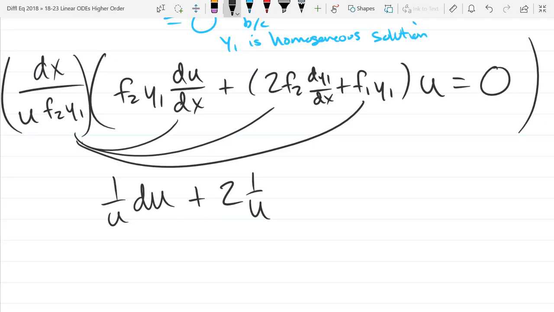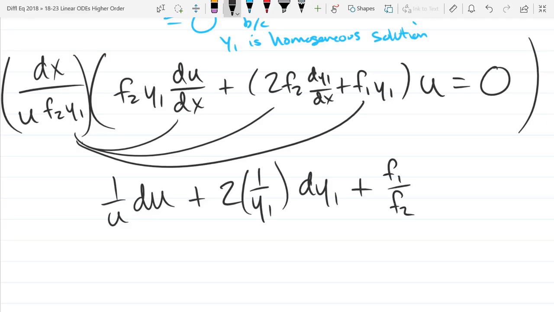Oh, yeah, I didn't even notice that. Yeah, absolutely. Wow, I missed that u on the far right. That'll cancel. There's a y1 in the denominator. I think that's what we get. So x goes away, f2 goes away, u goes away. And our last term, the u's are going to cancel. We get both f's this time, so it'll be f1 over f2. So the u's are gone. The y1's cancel dx.